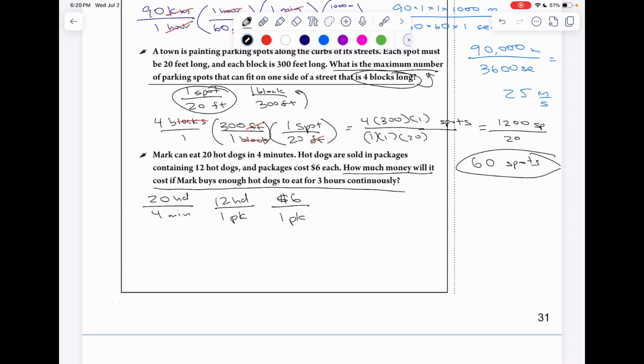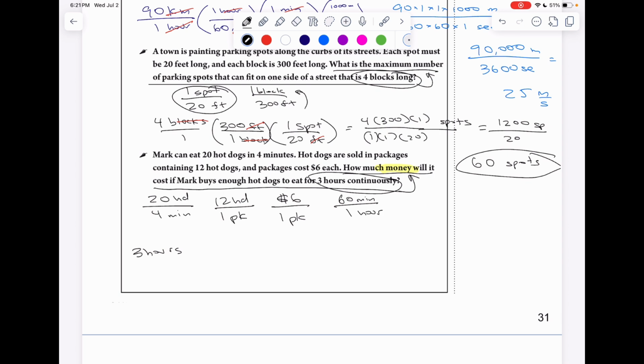So I want to know how much money comes from 3 hours. So I want to convert my 3 hours and turn it into an amount of money. So I'll know I have the right answer if my units say monies at the end. All right. How do I cancel out hours? I have nothing, but I do have minutes. So it means I need one more conversion factor. 60 minutes in 1 hour.